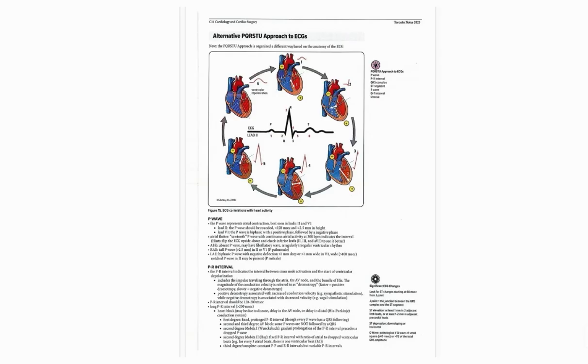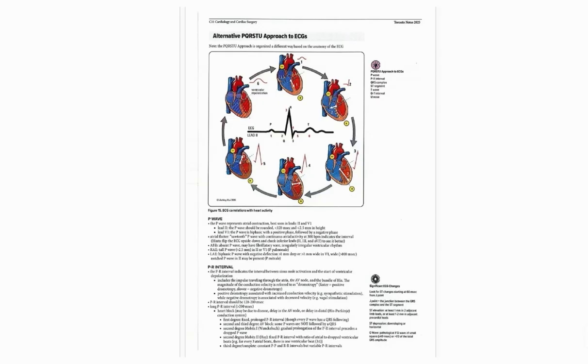The mnemonic PQRSTU stands for P wave, PR interval, QRS complex, ST segment, T wave, QT interval, and U wave. Let's go through each component. Number 1, P wave, atrial depolarization. The P wave represents atrial depolarization, which is the electrical activity that causes the atria to contract.